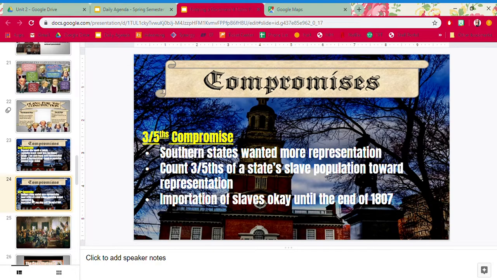Northern states don't like this idea, but again, they agree to compromise, and they say 3/5 of the slaves will count in the state count as population determined representation. So essentially, a slave counts as almost 3/5 of a person in regards to your population. And they're also going to say that we're no longer going to buy slaves from out of the country starting, it's going to end in 1807. After that, you can't buy slaves outside of the country. You could still trade them within the country, but no more slaves buying from Africa or anywhere else.